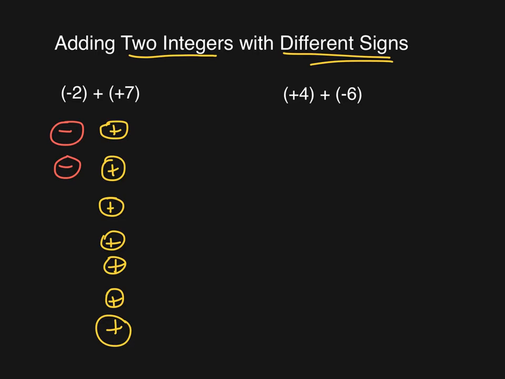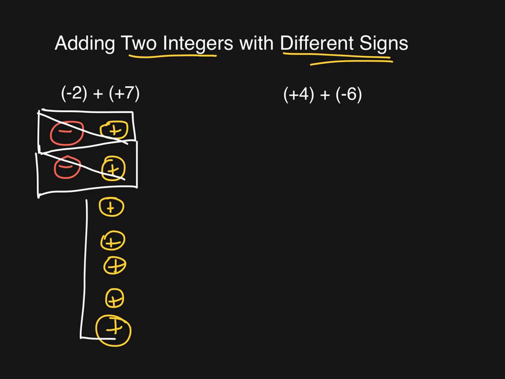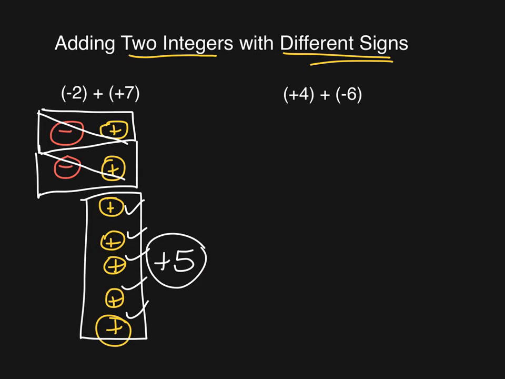So there we go. And I remember that each one of these is a 0 pair, and each one of them cancels out. So this no longer exists, this no longer exists. I'm left with just these, and I've got 1, 2, 3, 4, 5 positives. So that's equal to +5 as the answer. Now again, like I said, you can stop here and try the next one on your own, and then turn the video back on.